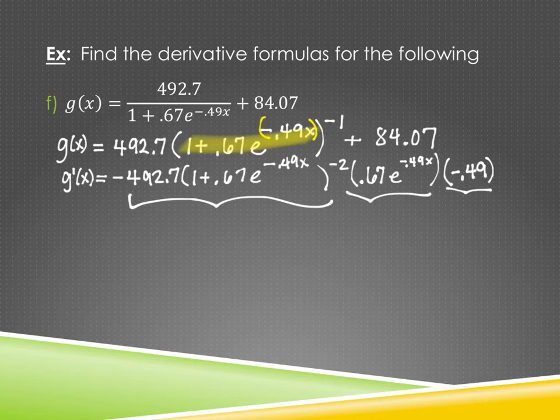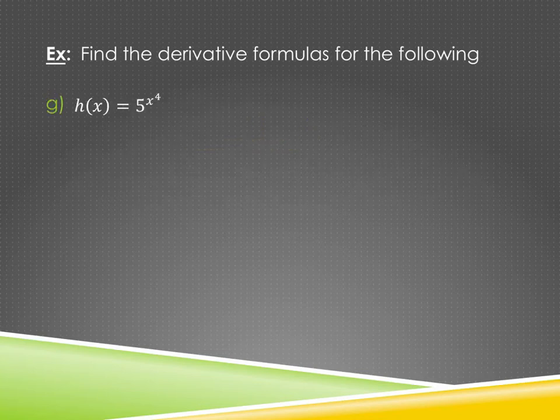All right, you ready for the last one? G. G looks so much cleaner than the last one I just did, but it's really weird looking too. It's weird looking because it's got an exponent raised to an exponent. It's not an exponent times something, like most of the time we did. Like the last one had the exponent of x times the negative 0.49. It's not multiplication, it's actually a power.